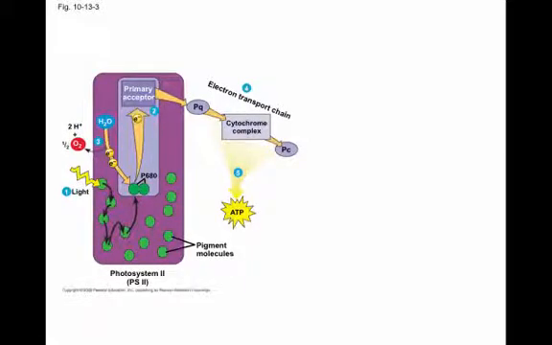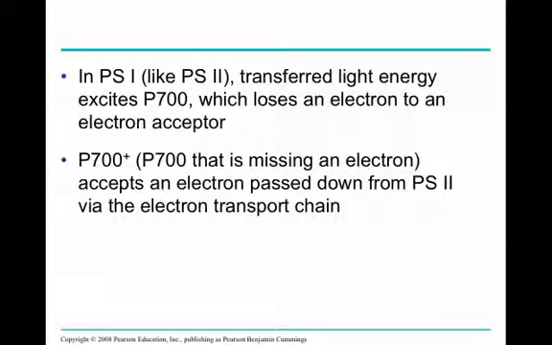So there's my electron transport chain. You don't need to worry about what the letters mean or what the cytochrome complex is. We're not going to get that detailed. But the electron moves from the primary electron acceptor through those electron transport chain proteins, and in the process is going to generate ATP.